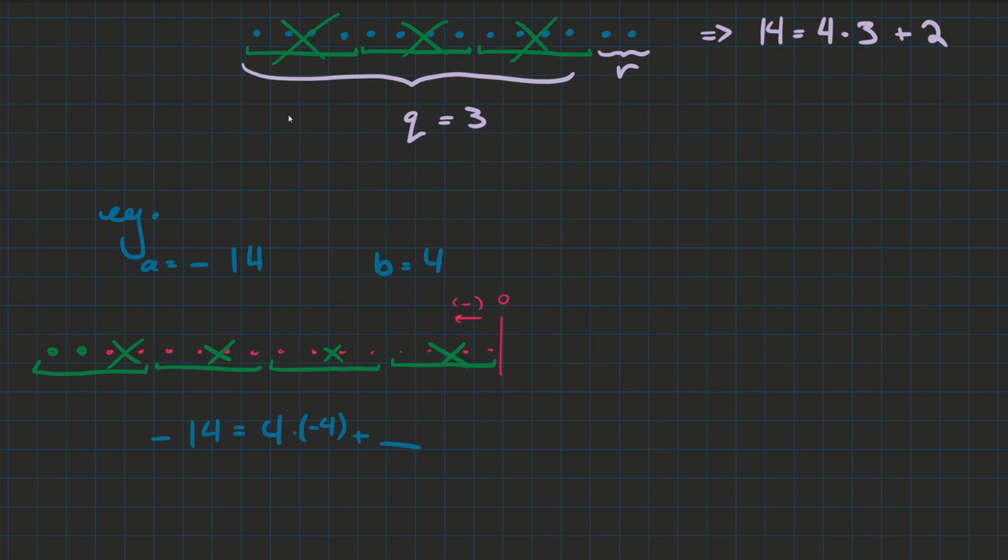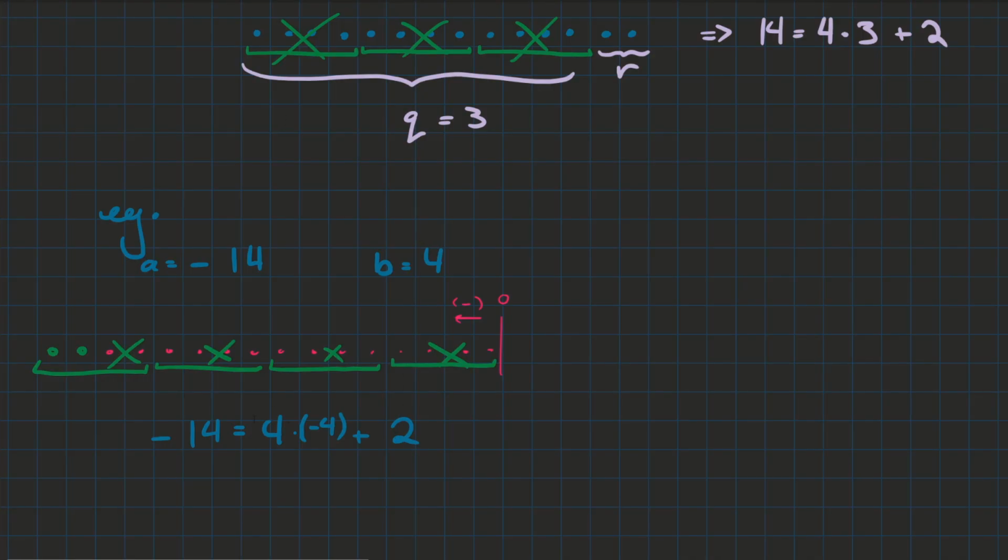So 4 times negative 4. So I went backwards 4 steps, but then I need to go back this way however much was left over. So that would be, in this case, 2. There was 2 left over there. So negative 14 is 4 times negative 4 plus 2.